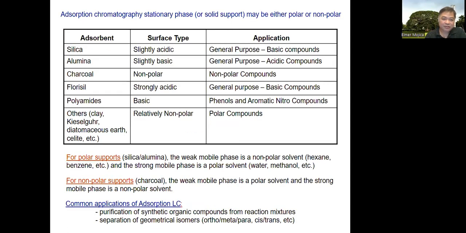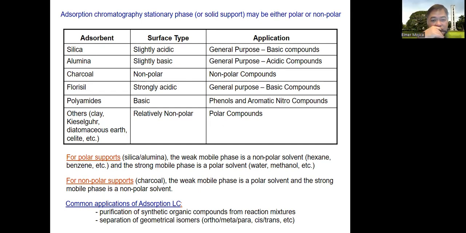Okay. So if you're going to look at the different adsorbents, this is the solid support. It can be used for either polar or non-polar applications. Silica, that's the common adsorbent. Its surface is slightly acidic, so it can be used for mostly basic compounds. The alumina is slightly basic, so it can be used for mostly acidic compounds.